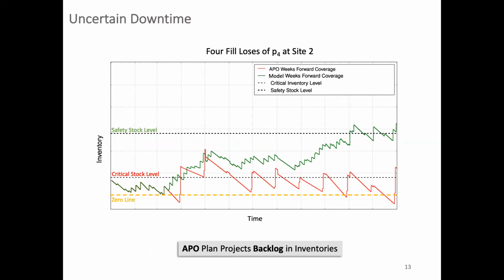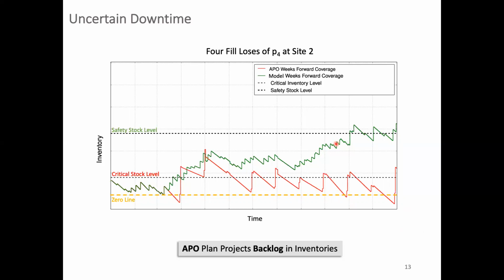Next, consider an example of site 2, which is very prone to unplanned downtimes. On average, there is one batch loss every quarter due to an unplanned downtime. We consider the scenario when you have 4 fill losses of product P4 at the second site. The APO plan in red goes into backlog multiple times in the year, whereas the model plan, which is indicated in green, is above the critical stock level for most of the planning horizon. And by the end of the horizon, it achieves a safety stock level.